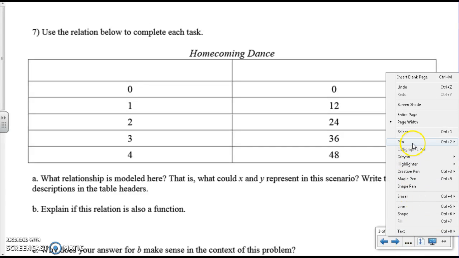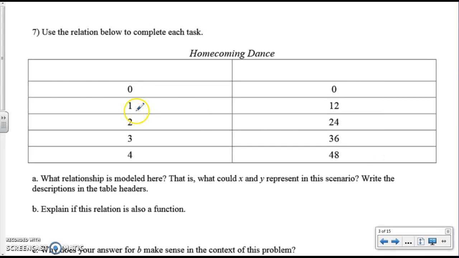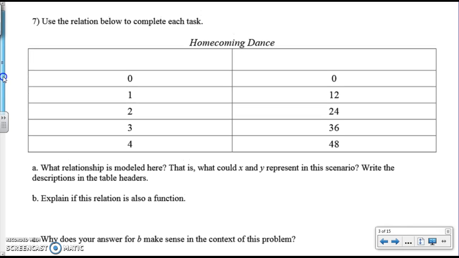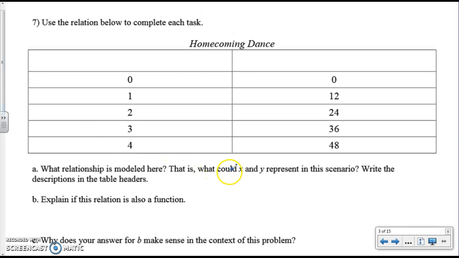Okay, we're going to continue with 1.1 and 1.2 notes here. Problem 7 says use the relation below to complete each task. What relationship is modeled here? That is, what could X and Y represent in this scenario? Write the description in the table headers.